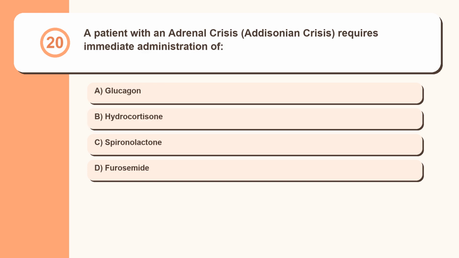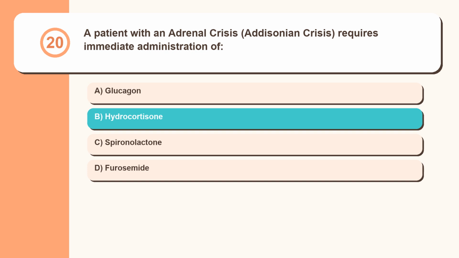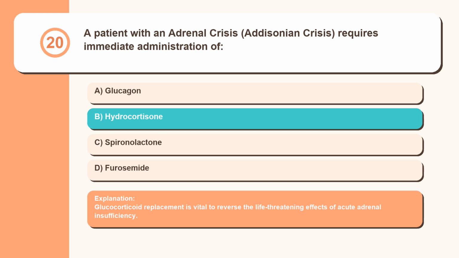Question 20. A patient with an adrenal crisis, Addisonian crisis, requires immediate administration of glucagon, hydrocortisone, spironolactone, furosemide. Glucocorticoid replacement is vital to reverse the life-threatening effects of acute adrenal insufficiency.